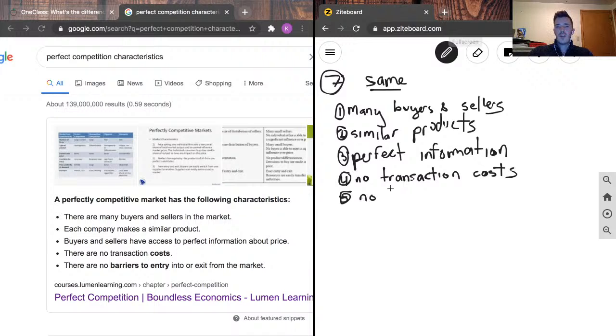No barriers to entry. In other words, free entry and exit. Firms can join the industry freely, and they can also leave it freely.